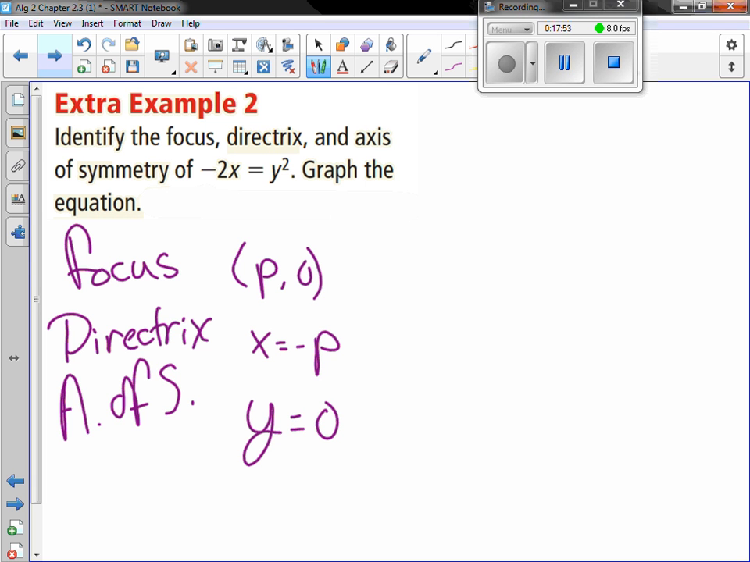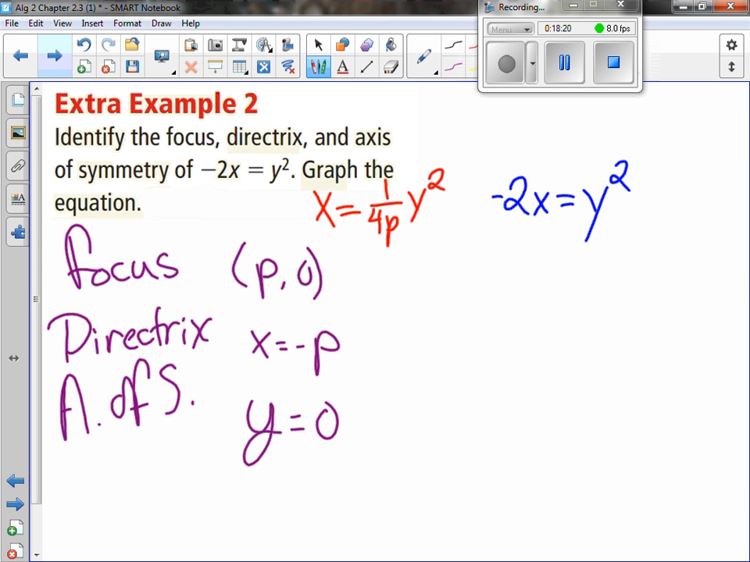I'm 1/3 done. I haven't even done anything yet. All right? Axis of symmetry, y equals 0. We're 1/3 of the way done. Now we just need the focus and the directrix. And we get those from the fact that x is equal to 1 over 4p y squared. And what's our equation? Negative 2x equals y squared. So with the equation we're working with here, which variable do we need to get by itself? We need to get x by itself, yes? So that it matches up with our original one.